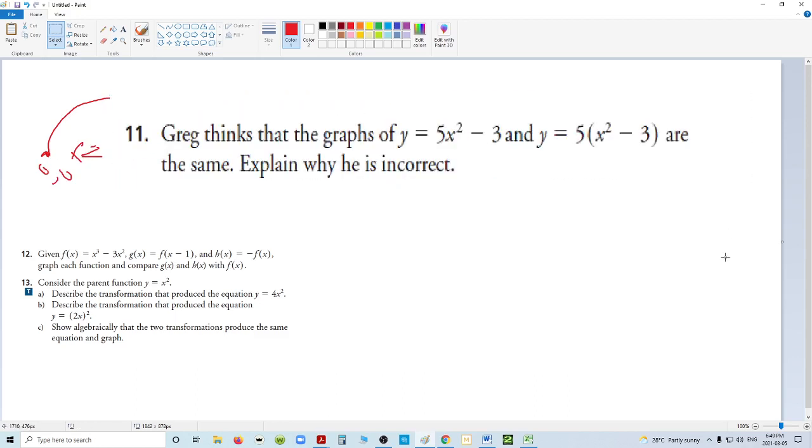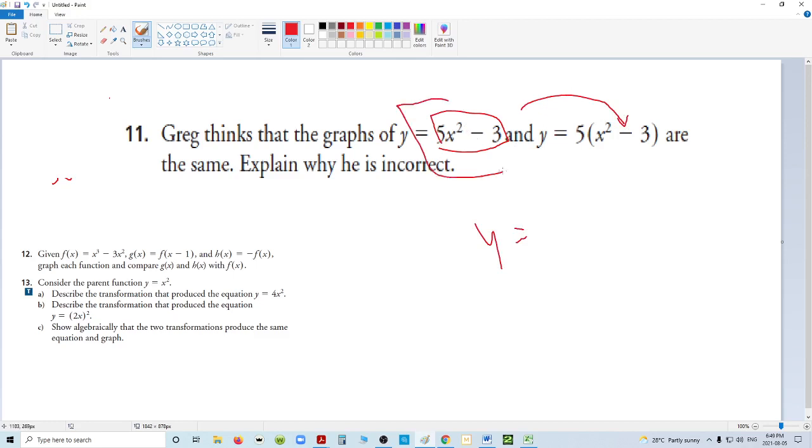Let's look at 11. Greg thinks the graphs of y is equal to 5 and y are the same. Okay, let's see. Greg is incorrect. No, Greg might be correct. No, Greg is incorrect. Because look what he's done there. This has just become that in the bracket. If I factor out 5 from this, I have to divide each thing by 5. What's 5x squared divided by 5? It's x squared. So that's correct there. I get a 5 comma x squared.